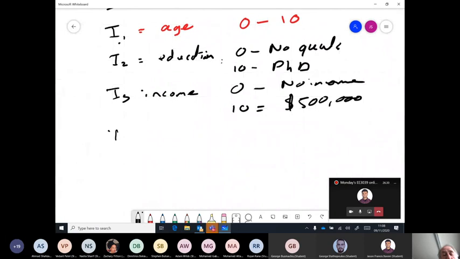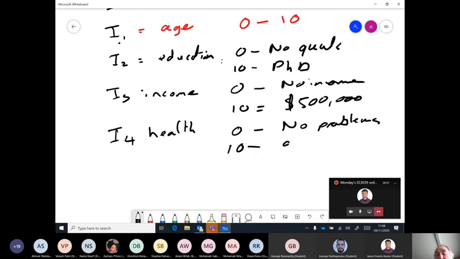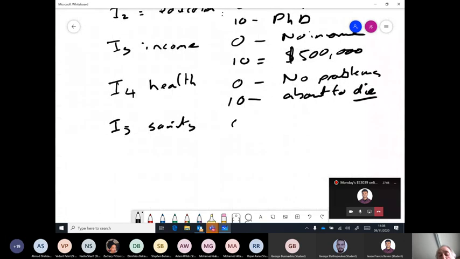That's I3. I4 is going to be physical health. And again, 0 is no health problems. And let's have 10, about to die. And I5, let's have sanity. And again, 0 can be perfectly sane, and 10 can be completely mad.